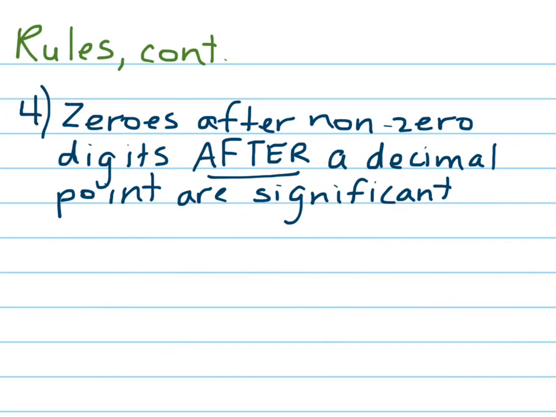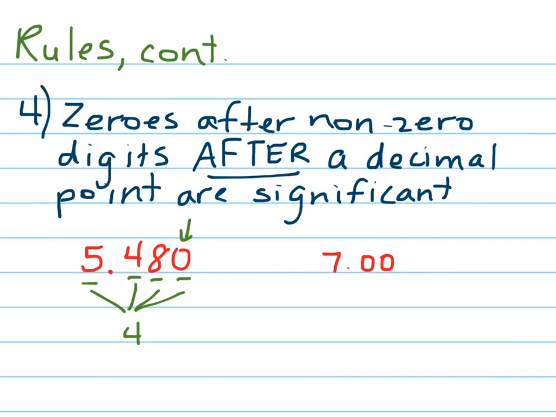The next rule is that zeros after non-zero digits that are after a decimal point are significant. Here's an example, 5.480. This 0 is after non-zero digits, it's after the 5, 4, and 8, and it's after a decimal point. So I would say that 0 is significant and we have a total of 4 significant figures. Let's look at another example, 7.00. Those two zeros are after a non-zero digit, they're after the 7, and they are after a decimal point. So those are both significant. So in this case, we would have 3 significant figures.